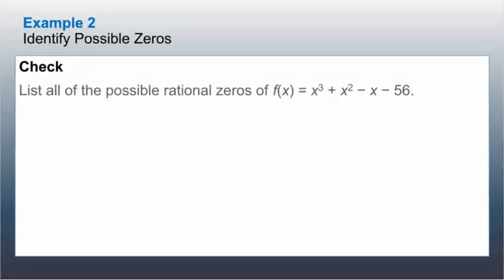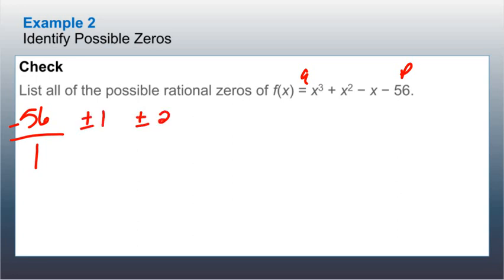On the last one, list all the possible rational zeros for this one. So we have our p and our q. So p is negative 56, and our q is a positive 1. So we can have positive negative 1, positive negative 2, and 56 divided by 2 is 28, so we're going to have positive negative 28. 56 divided by 4 is 14.